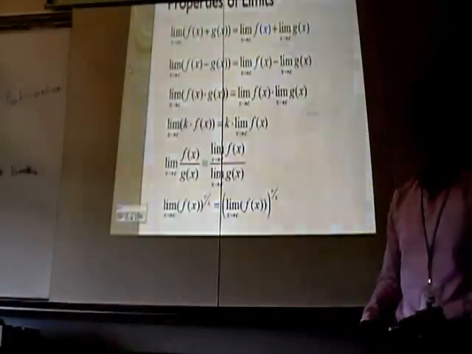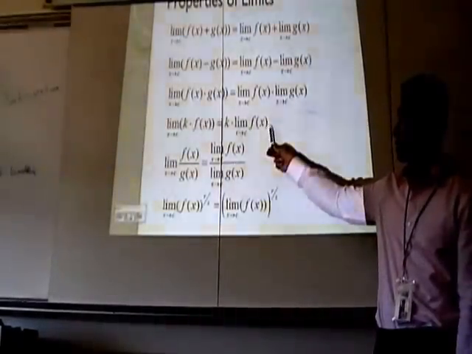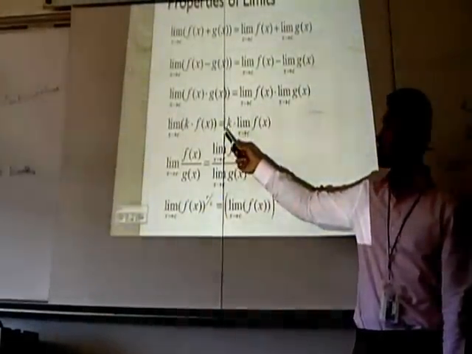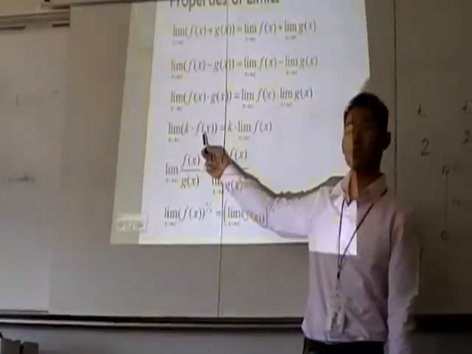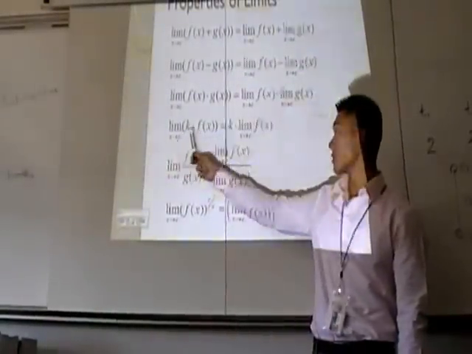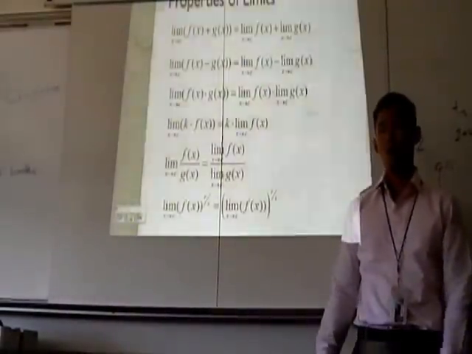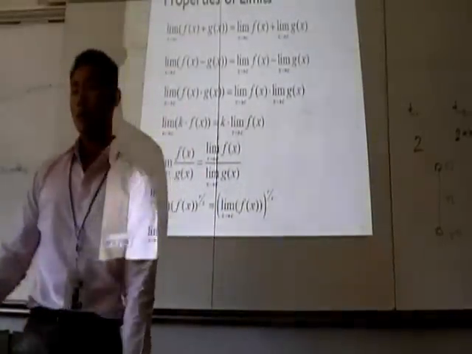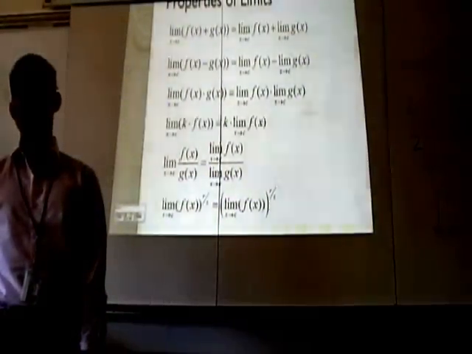Alright, any questions so far? I have a question about the fourth one. This one? Is there something about the constant? Yeah, k is a constant, which is just a number. So the limit of, let's say, 2x is just the limit of x times 2. And I'll show you this with numbers right after this slide. C is a constant. C is also a constant.